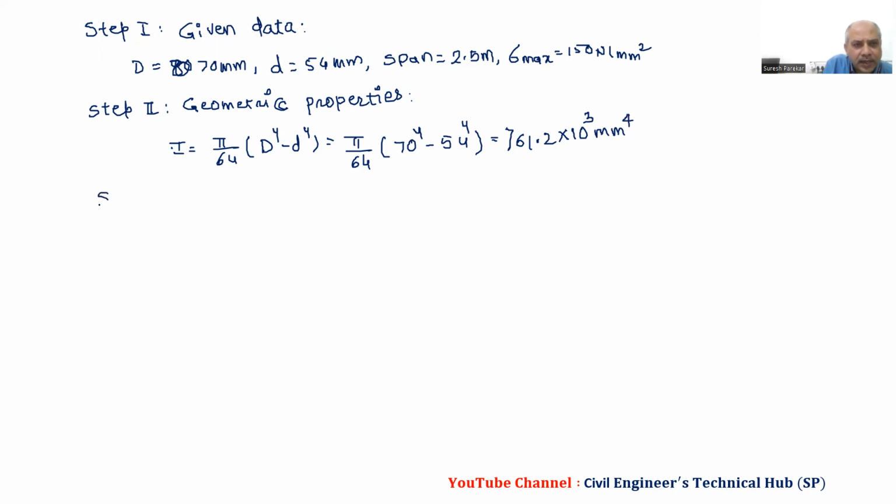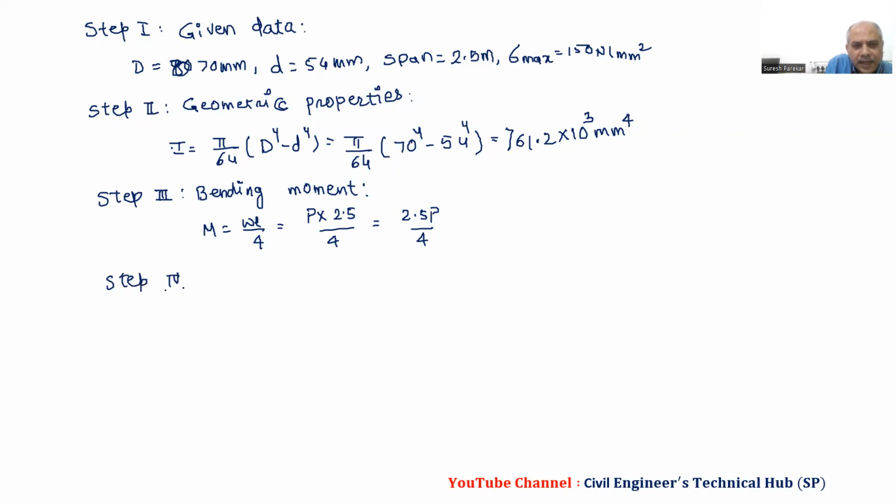Then we have step 3, bending moment. Already I explained this. For a beam simply supported with concentrated load at center, we have M is equal to WL by 4, and that is equal to W we have P, L 2.5, upon 4. So we have this will be 2.5 P upon 4. And then last step, we have step 4, bending stress. And we have a simple formula.